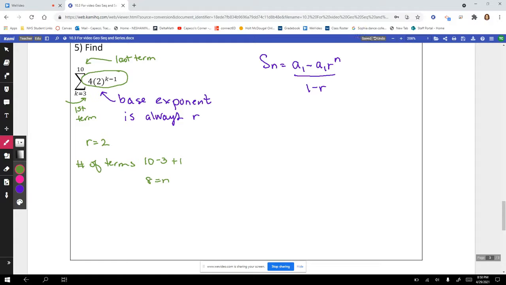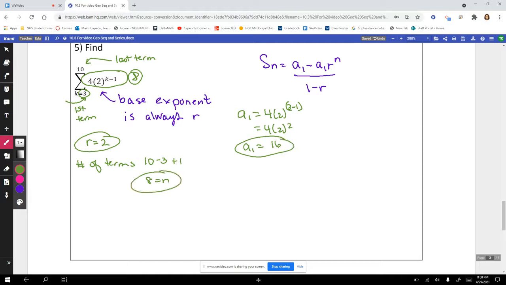All right, so let's see what we have. My a sub 1, I need to find out what that is first. So a sub 1 is equal to 4 times 2, I'm using this expression here. And then my k is 3, because we're starting with 3 here, so 3 minus 1. That gives me 4 times 2 to the second. So my a sub 1 value is equal to 16. So I have my r, I have my a sub 1, and I have my n.